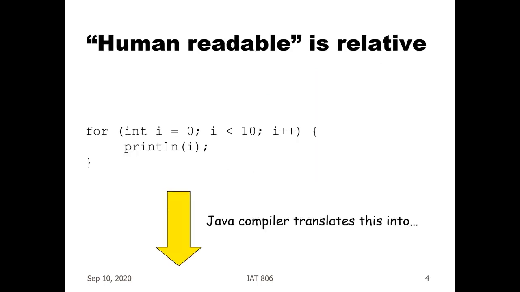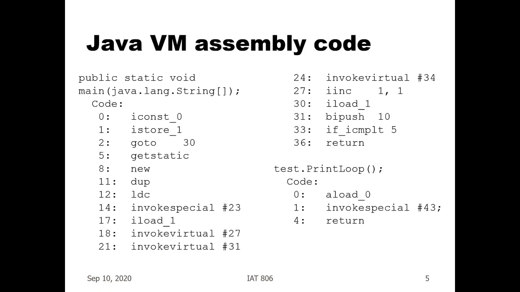Human readable, of course, as I've already alluded to, is relative. That is to say, this straightforward for loop, as it is called, the Java compiler translates into the Java virtual machine assembly code that we see here. This is the actual assembly code that was generated, and as I suggested earlier, it's stripped down and it accesses a bunch of machine technologies to be able to do the activity that is specified in that for loop up above. We won't look at any more of this kind of stuff. I'm just simply showing you the idea of what the Java compiler is doing in translating into machine language.